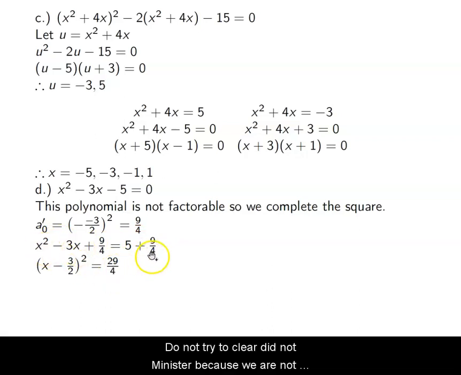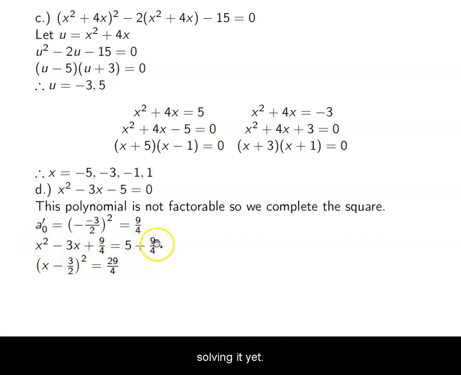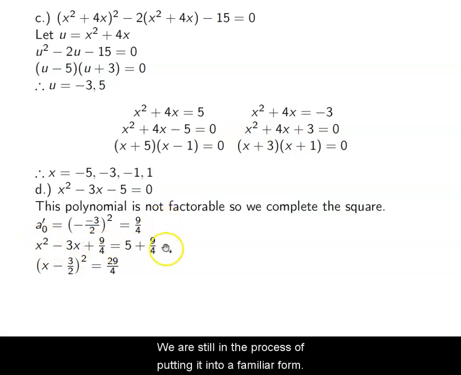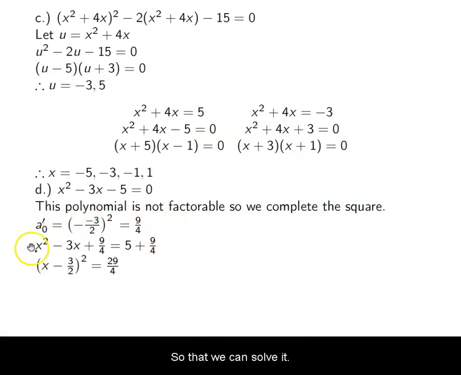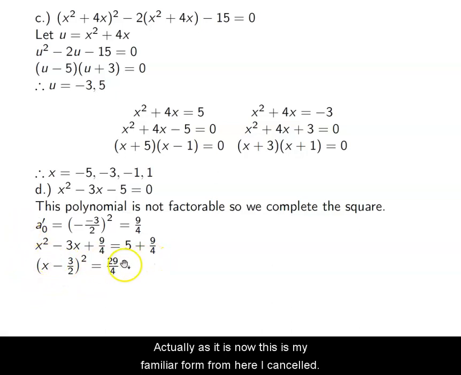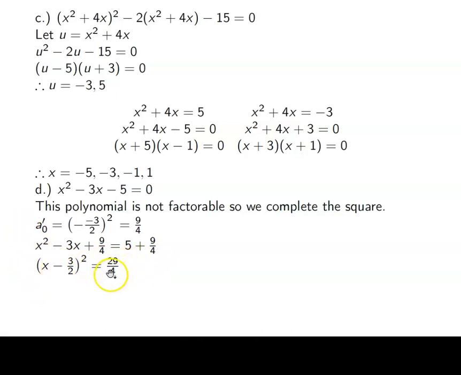Do not try to clear denominators here because we are not solving it yet. We are still in the process of putting it into a familiar form so that we can solve it. Okay. Actually, as it is now, this is my familiar form. From here, I can solve, right? So now, if I want to start to solve this thing, I can start to isolate x, right? I can take the square root of both sides to get rid of this 2.